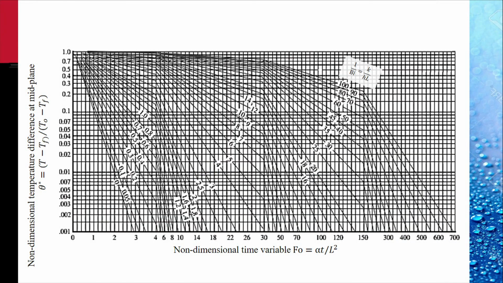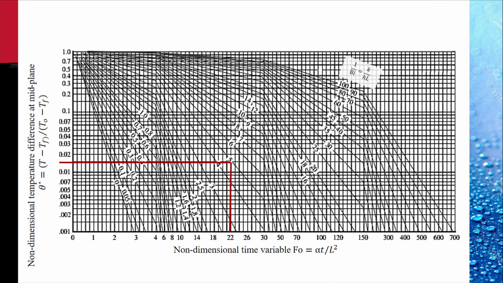In this graph, you enter at a non-dimensional time, let us say 22, and go up to the value of 1 over Biot number, say 5, and from this we read the normalized temperature difference here. This is for temperature at the center line of the slab.